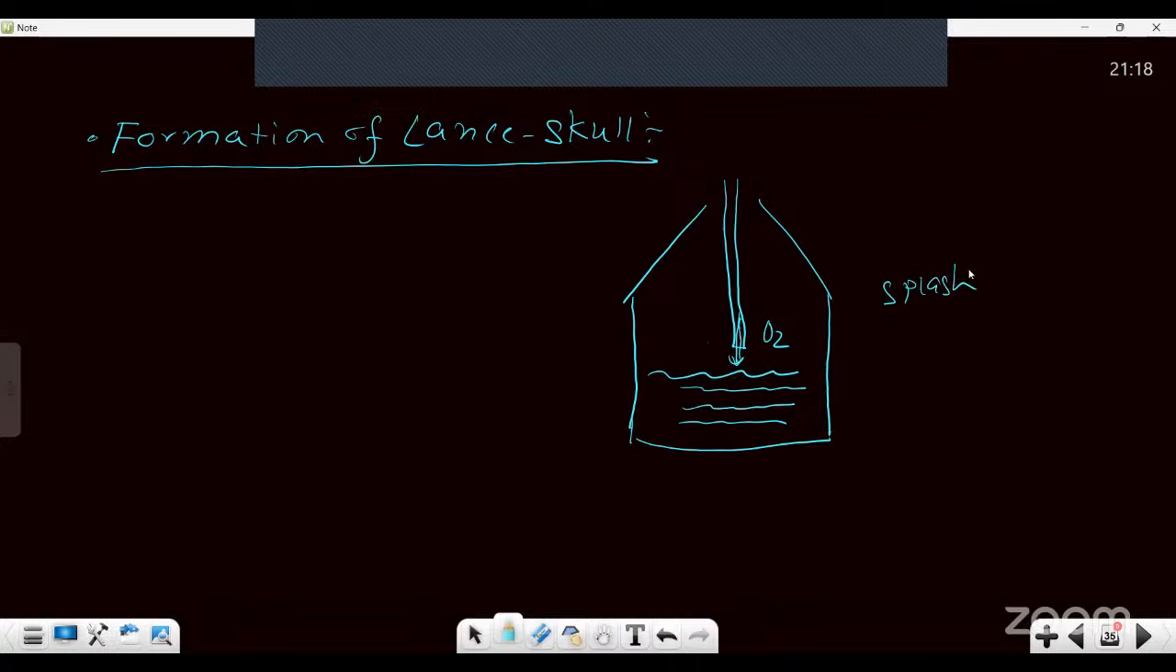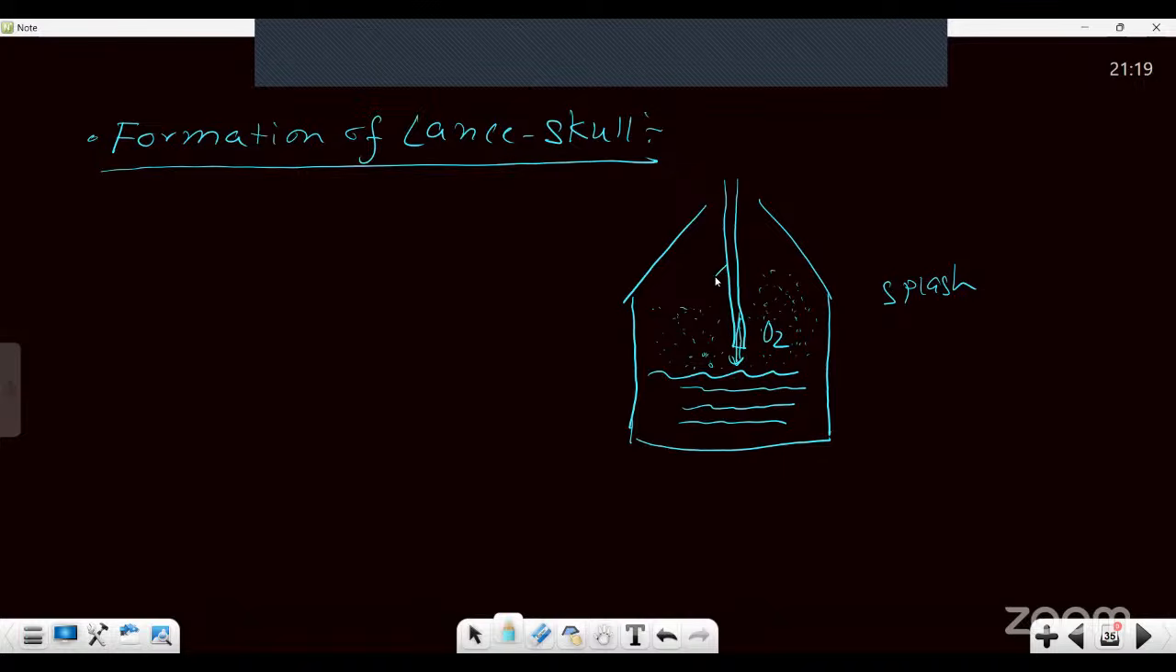And at the surface where it hits, the hot metal is converted into small spherical droplets, and everywhere there are going to be these spherical hot metal droplets. But splashing is also very common. Because of the splashing, the hot metal will move here and there, and it will come in contact with the lance also.